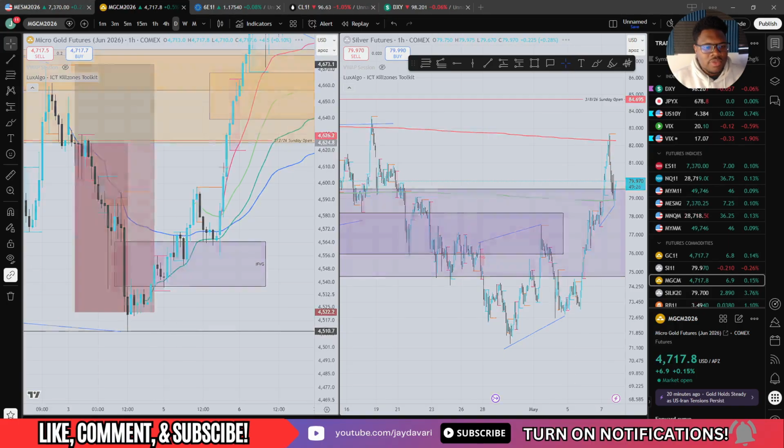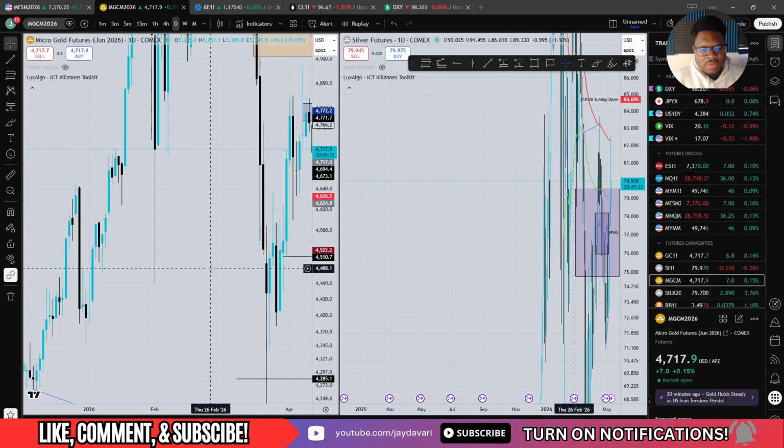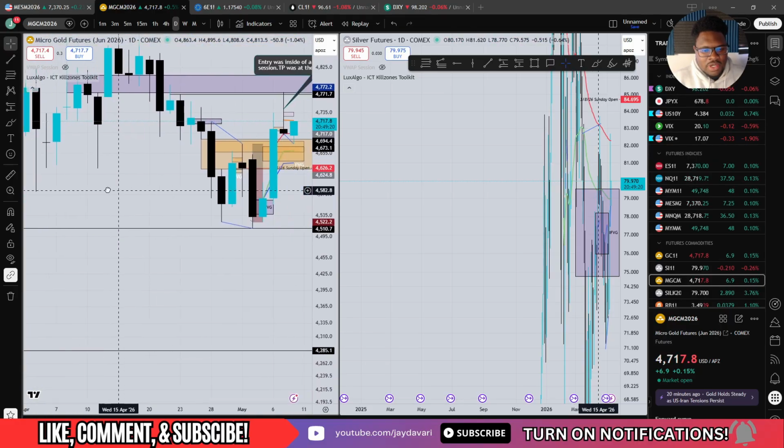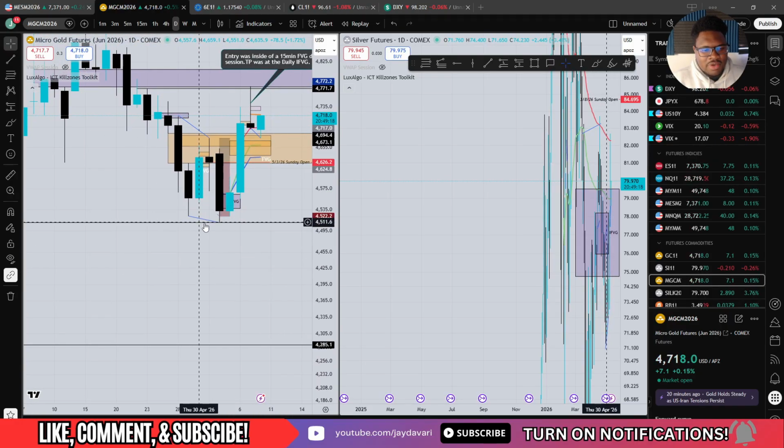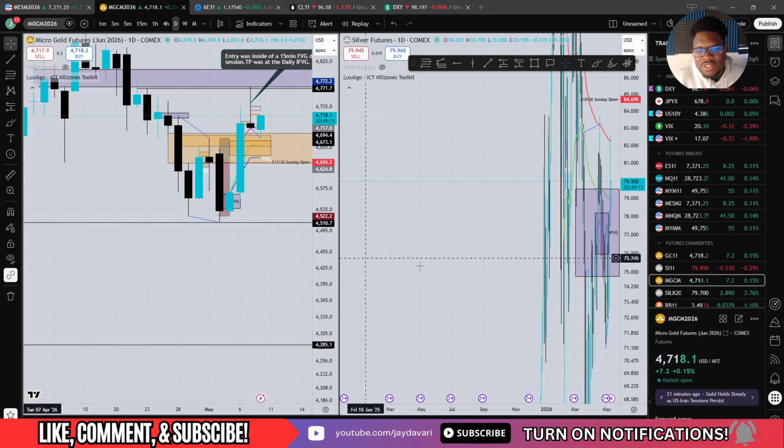So basically, since I saw that this low was ran over here, since this low was ran right here, I was already anticipating some sort of pullback, especially since it formed the SMT divergence.